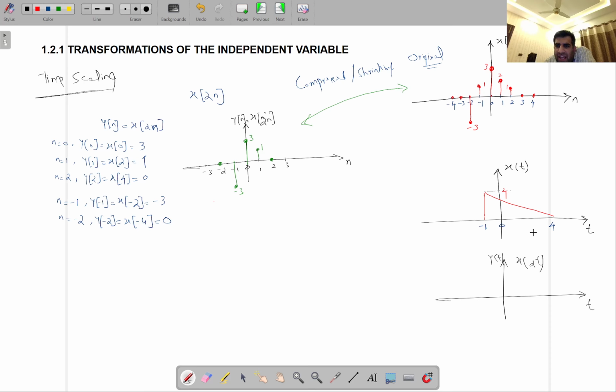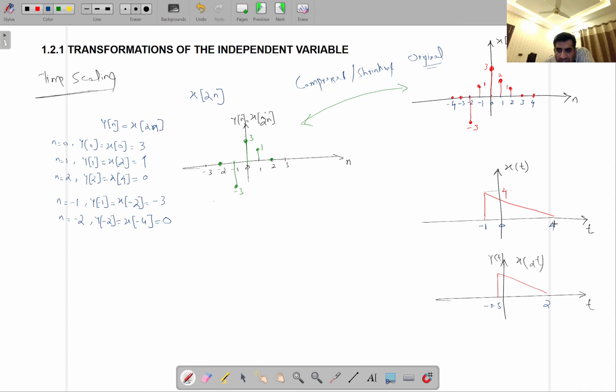As I have said, this particular transformation, multiplication of an independent variable with some number like this inside, is going to compress your signal. So I'm going to plot the signal again like this. But now the important bit is what's the duration, what's the range. So now this point 4 is at 2 and this particular point is now at minus 0.5.